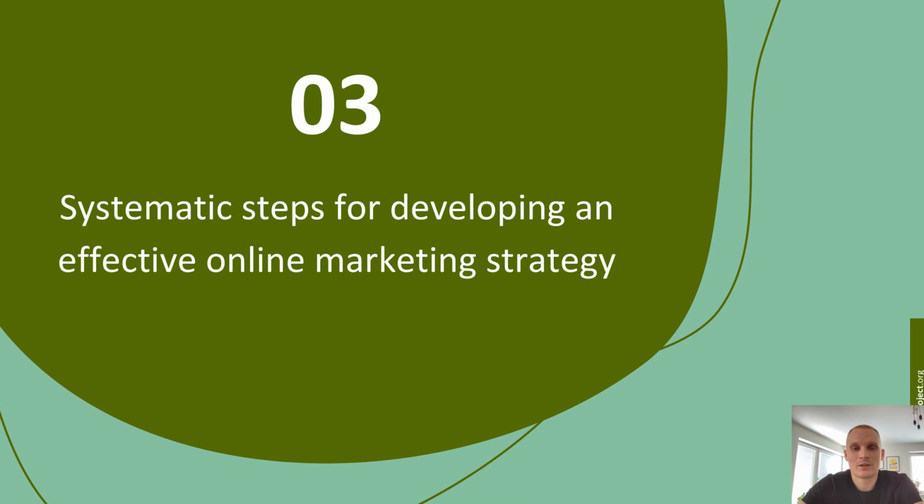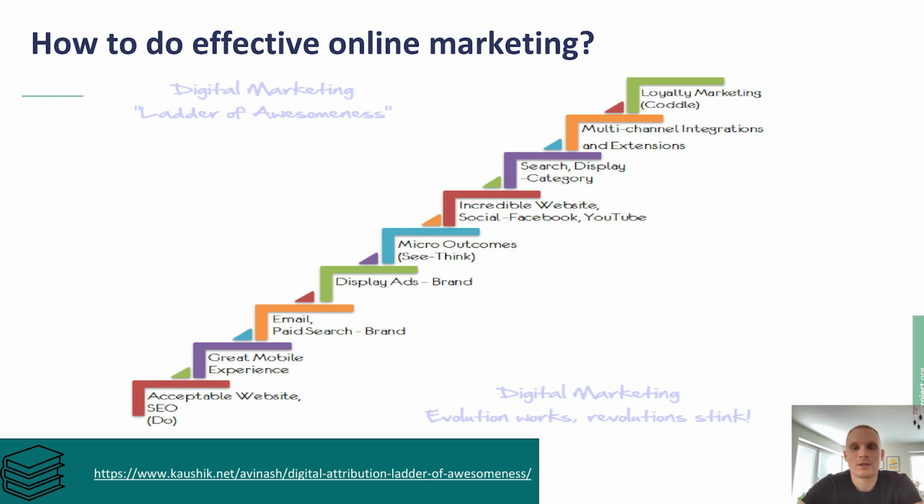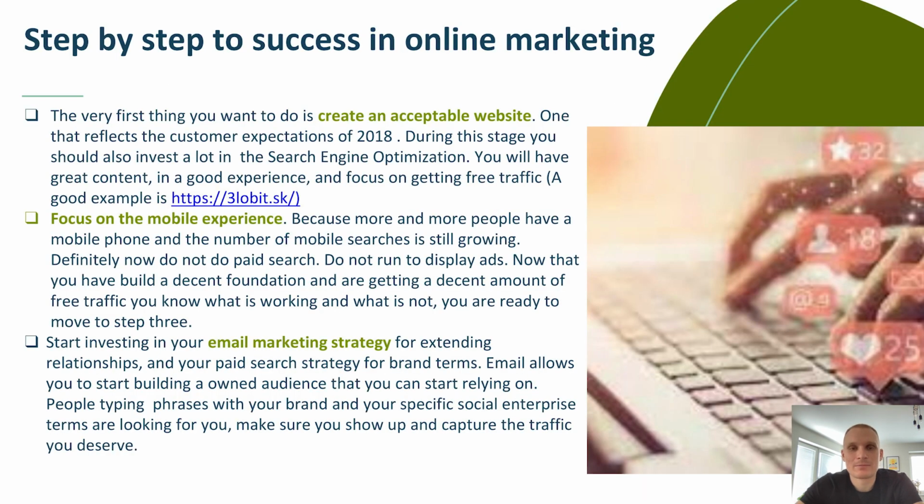Systematic steps for developing an effective online marketing strategy. How to do effective online marketing? You have to have an acceptable website, create a mobile experience, email, paid search for brand, and display ads. This is regarding your brand. Micro outcomes, incredible websites, for example social, Facebook, YouTube. Search and display, so you have to have categories, multi-channel integrations and extensions. Loyalty marketing. Step by step to success in online marketing.